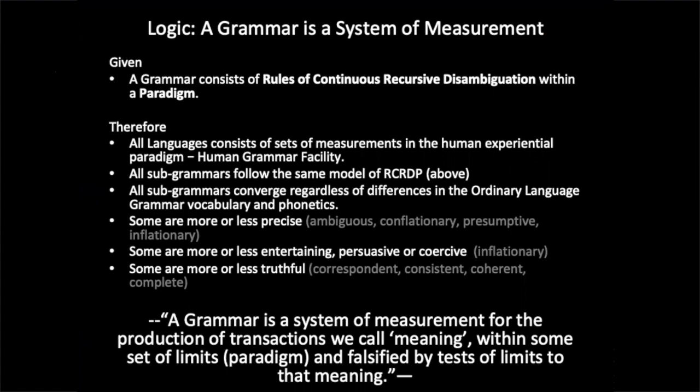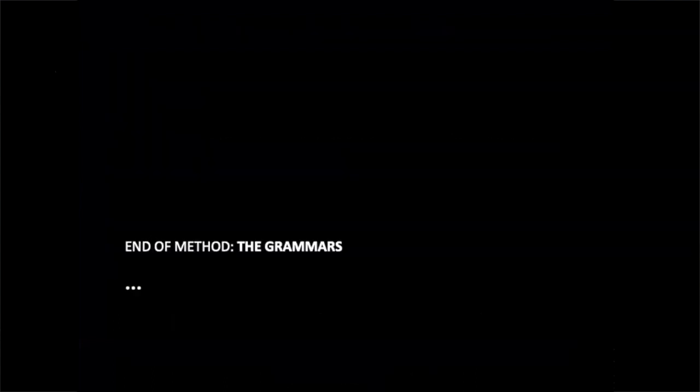All subgrammars follow the same model as continuous recursive disambiguation rules. Regardless of their differences in ordinary language, all grammars converge in the deflationary spectrum. They have to, because there's fewer dimensions there. Some are more precise, like ambiguous and conflationary presumption, and some are more entertaining. Some are more persuasive. Some are more or less truthful. But the fundamental structure is the same. Grammar produces transactions for meaning within some limits of some paradigm and falsified by tests of limits to that meaning. That's the grammars.